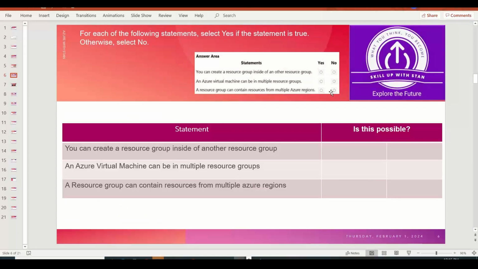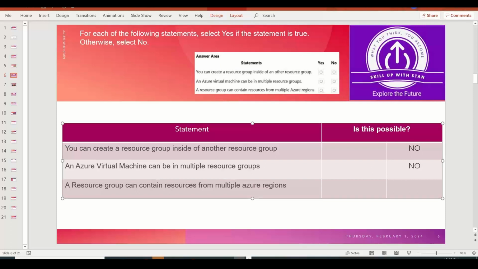Again, this is a yes or no question. You have to select the yes or no option for each question. You can create a resource group inside of another resource group. No, it is not possible. An Azure virtual machine can be in multiple resource groups. No, it is not possible. You cannot have a single VM in multiple resource groups.